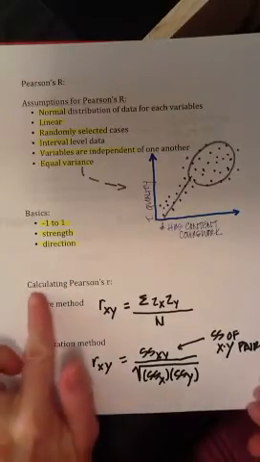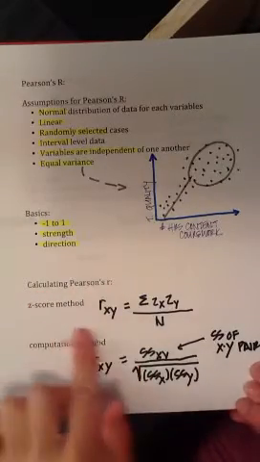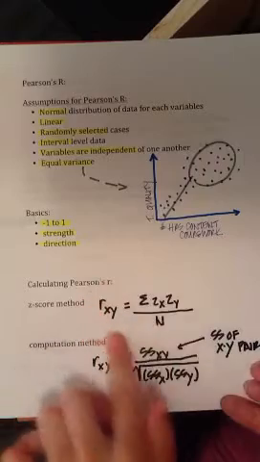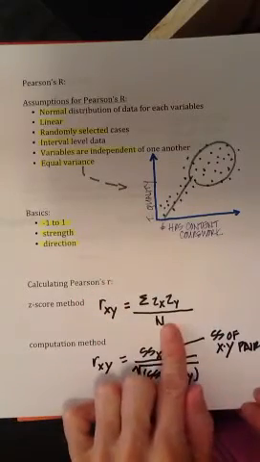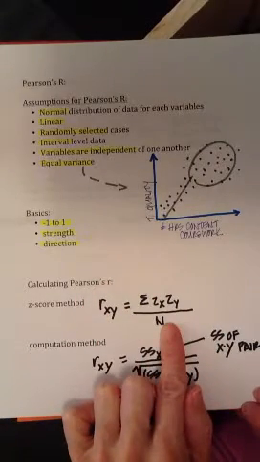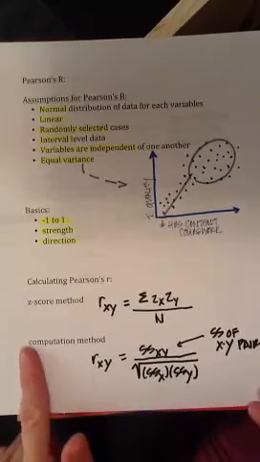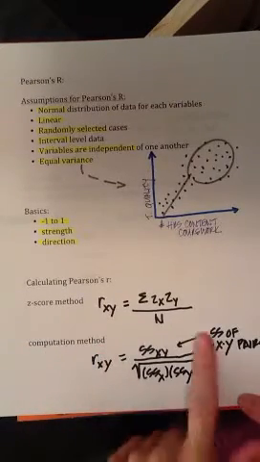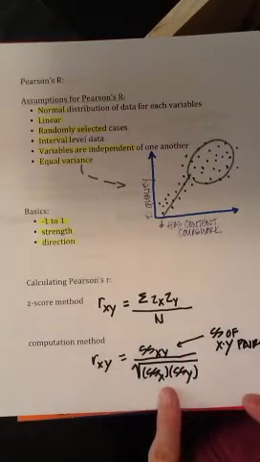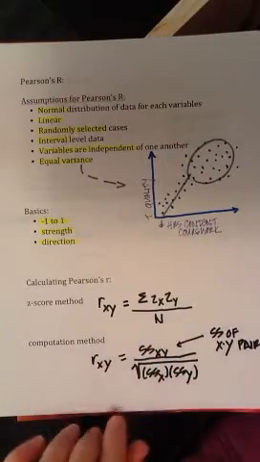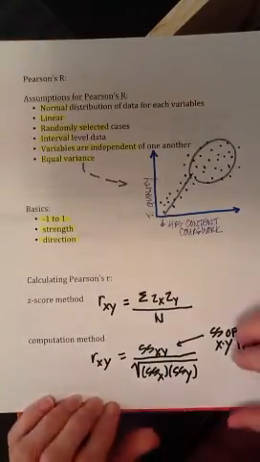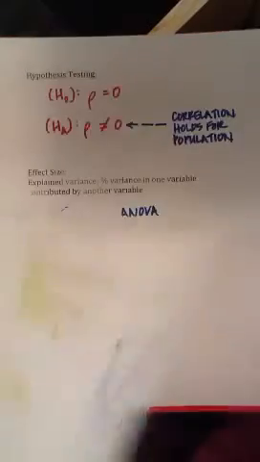There are a couple of different ways to calculate Pearson's R. You can use the z-score method, which entails transforming all of your data points into z-scores. You can also do it through the computation method, which, as you can see, uses sum of squares. Both of these are extraordinarily painful to calculate by hand, so I would recommend trying to avoid that.